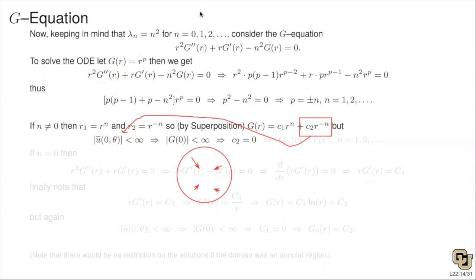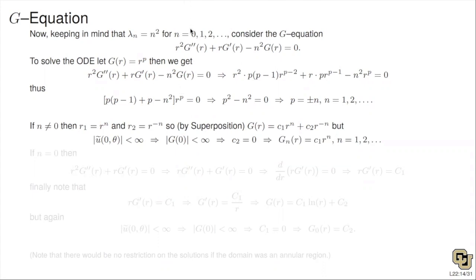And the origin is a bad point. So here we make C2 equals 0. But as I said, if you change the geometry, like on an annulus, both answers would be acceptable. So here's what our G equation solution looks like.